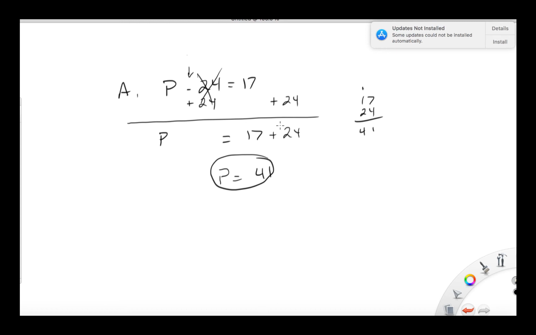Instead of subtracting 24, this time we added 24 because up here we had a negative 24, so we had to do the opposite, so these two cancel out. Essentially, we want that to equal 0, so that p equals 17 plus 24. Okay, so that's the subtraction. Pretty easy. Let's go to another look, maybe a little bit more algebraic.